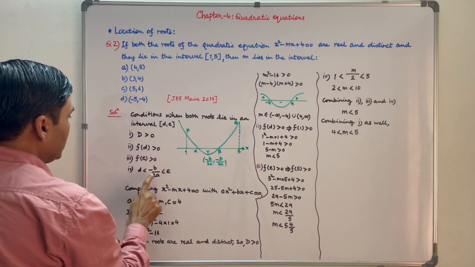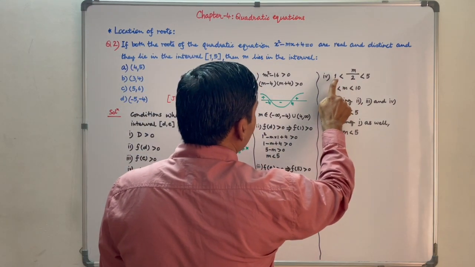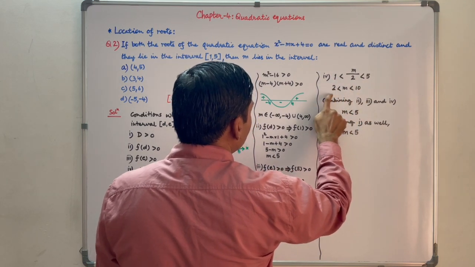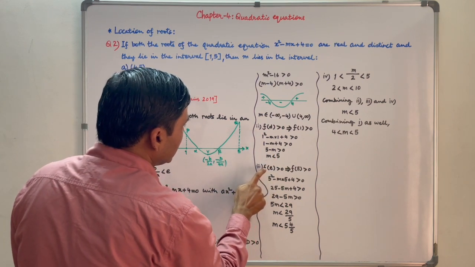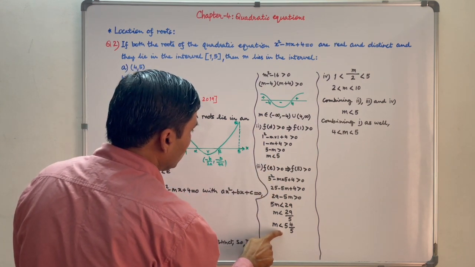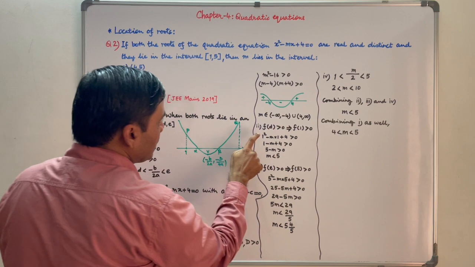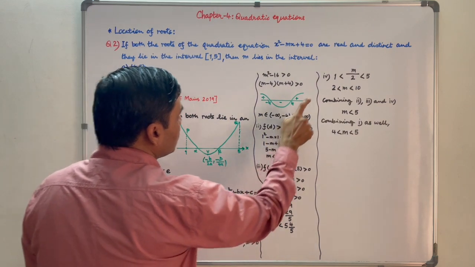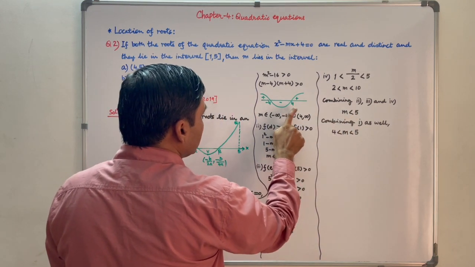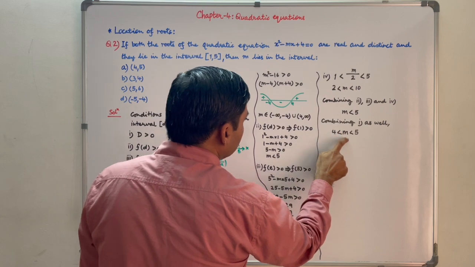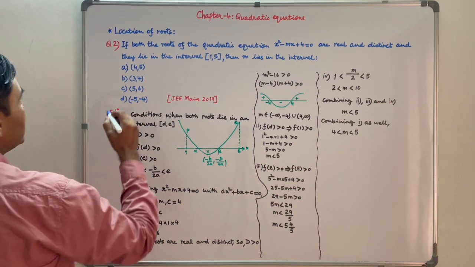Condition number 4: minus b by 2a lies between 1 and 5. So m by 2 lies between 1 and 5, or m lies between 2 and 10. Condition number 2 says m is less than 5. Condition number 3 says m is less than 5 whole 4 by 5. And condition number 4 says m is less than 10. So we can combine conditions 2, 3 and 4 and say that m is less than 5. Condition number 1 says m is greater than 4. So m lies between 4 and 5. So that is our answer. So the correct option is option A.